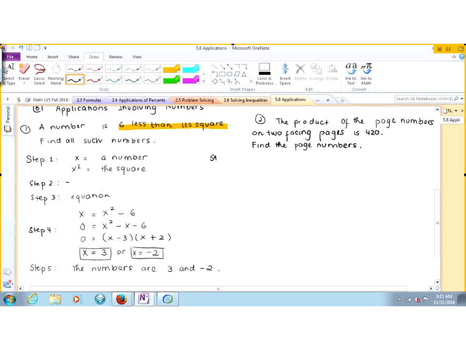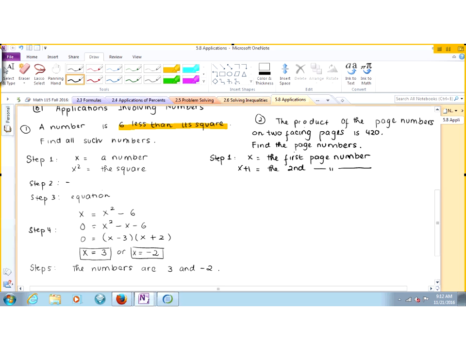When you say facing pages, give me the two facing pages. What are the pages? So if one page is 30, what's the other page? 31. So what about if it is 50? 51. So X is the first page number. What is the second page? Yes, X plus 1.